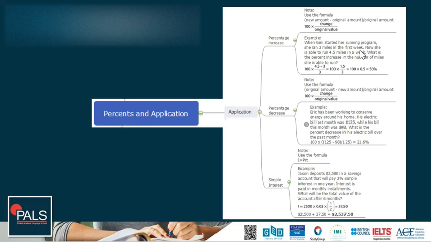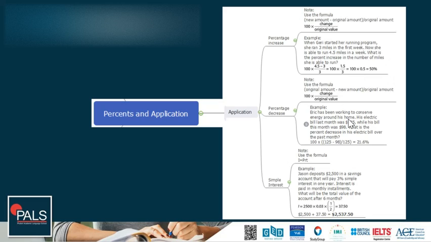When Gary started her running program, she ran 3 miles in the first week. Now she is able to run 4.5 miles in a week. What is the percent increase in the number of miles she is able to run? So the new amount is 4.5 and the original amount is 3. So 4.5 minus 3 is equal to 1.5. Divided by the original amount, which is 3, then multiply by 100, then we have 50%. So the increase is 50%.